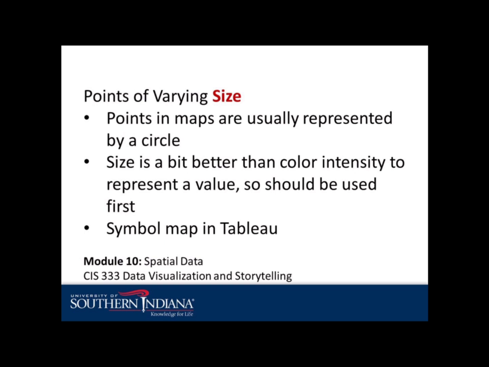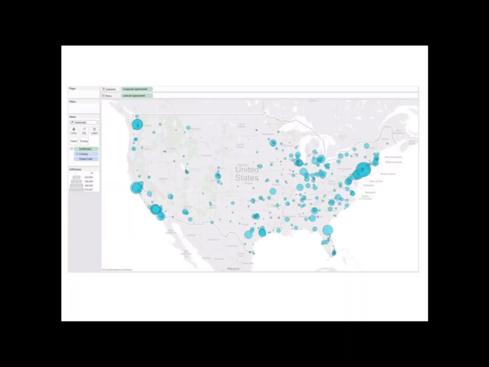This is called a symbol map in Tableau. So here is an example of a symbol map. Notice that in this map, the mark is the circle, and the way to encode the measure, which is sales, is by using size. What they did is drag sales onto the size mark card, and that gave each mark a different diameter based on the quantity of the sales.